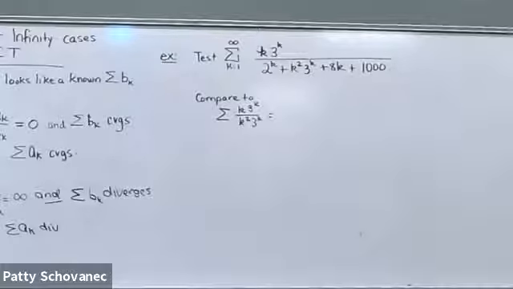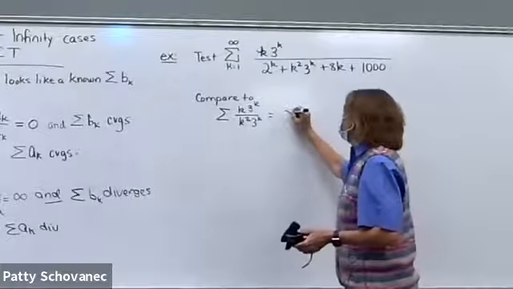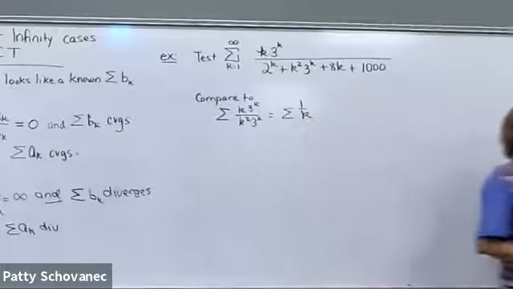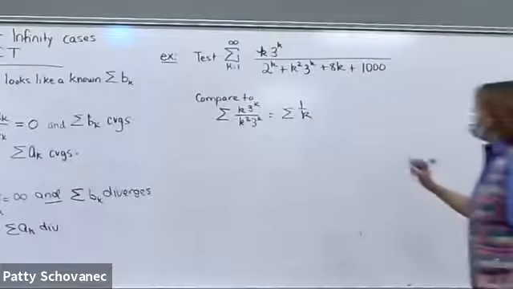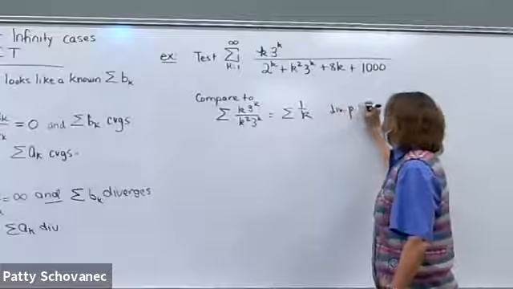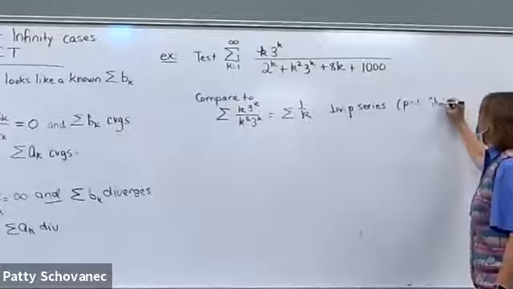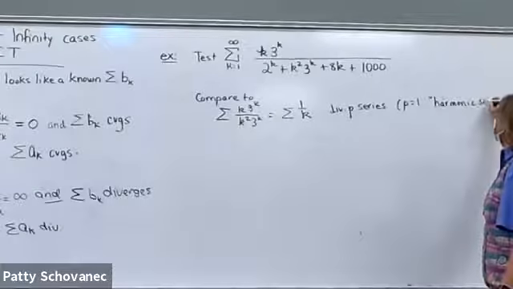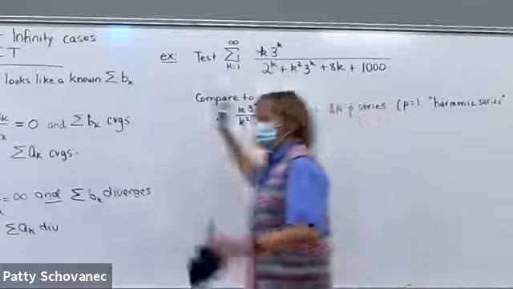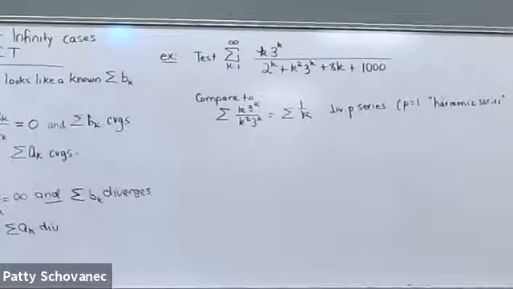Okay, if I make that a 3 to the K, it's still the most influential term on the bottom, right? But now my comparison series simplifies a little bit better to 1 over K. What do you know about that? Divergence. That's a divergent P series. This is called the harmonic series. P is 1. So putting that 3 to the K there was a good idea because it made the limit clearly go to 0. And now I'm comparing it to a divergent series.